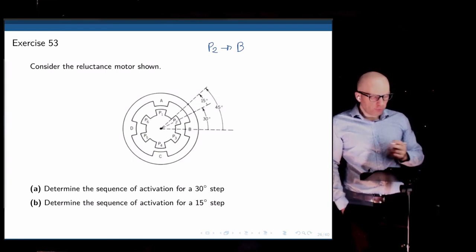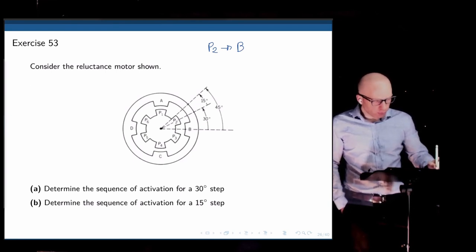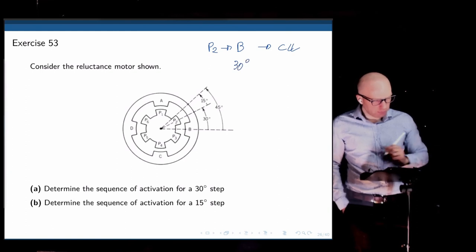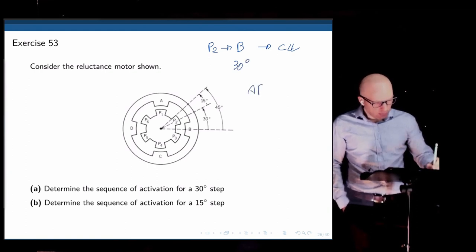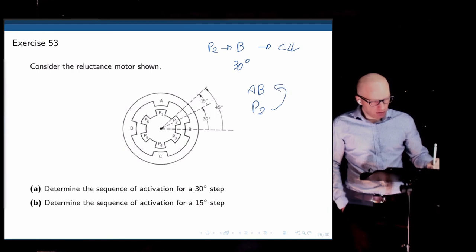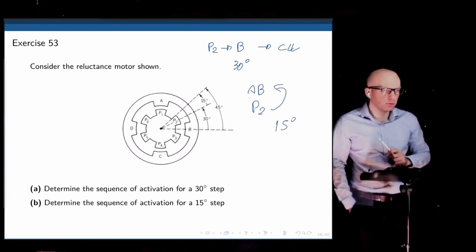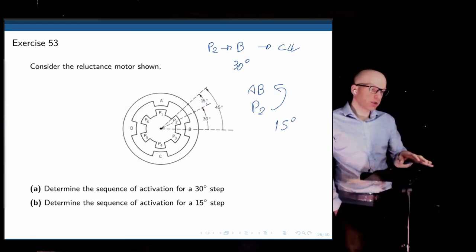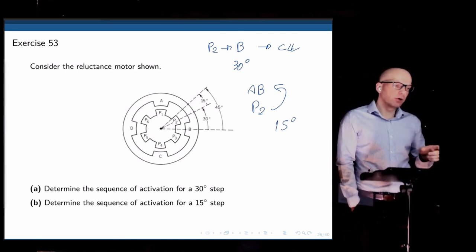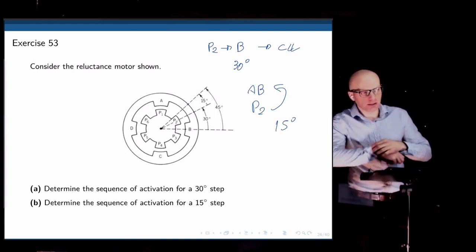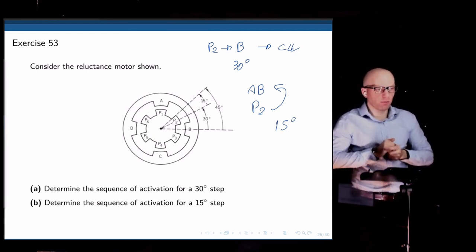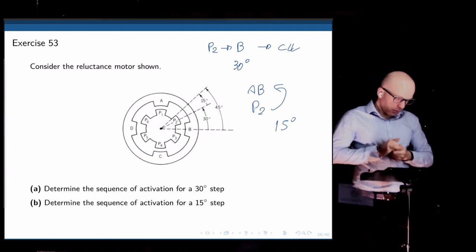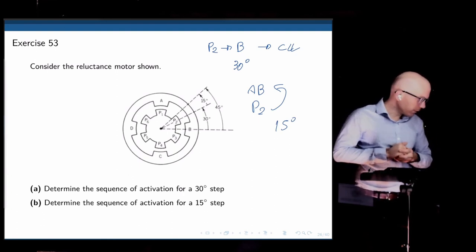Okay. So if P2 aligns itself to B, the rotor goes clockwise. And in this particular example, if B is actuated, then the difference would be 30 degrees. If you do AB, then P2 aligns with AB, and to do that, it will only take 15 degrees. This is a reluctance motor, so that problem exists in the reluctance motor, but if this was a permanent magnet motor, then that would not be a problem, because you need to consider where south and north poles are.